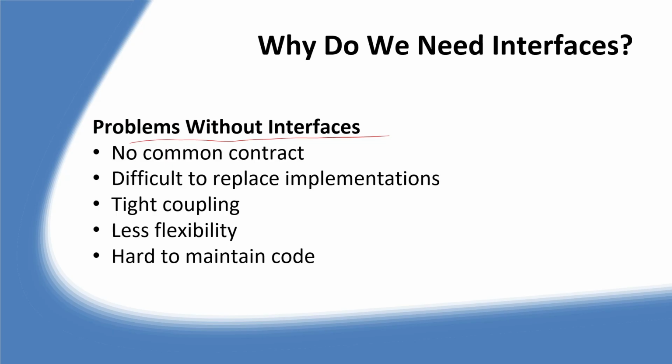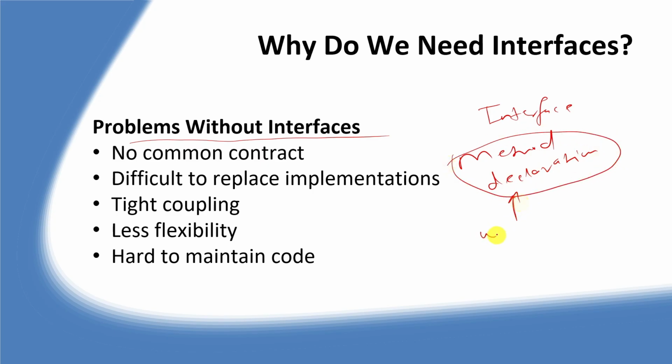So how do we solve this problem? Interface is the solution, by providing a common contract. Your code depends on the interface. What do we provide in an interface? Only method declaration. Declaration means what this method will do, that's it. Only method declaration is present inside an interface.